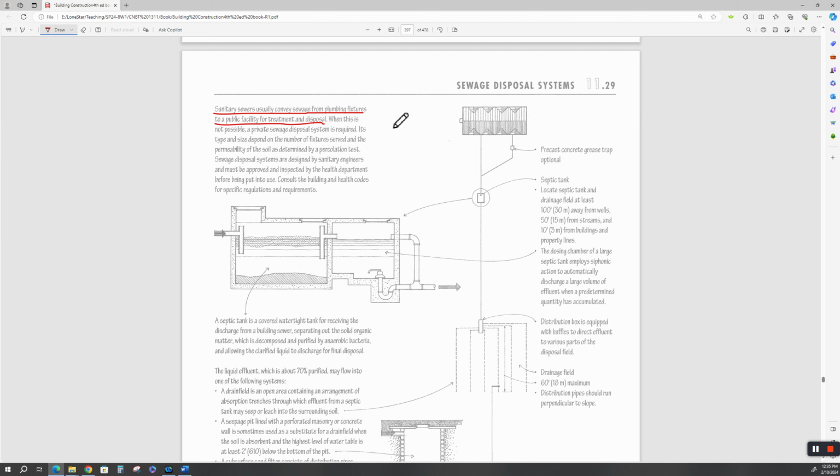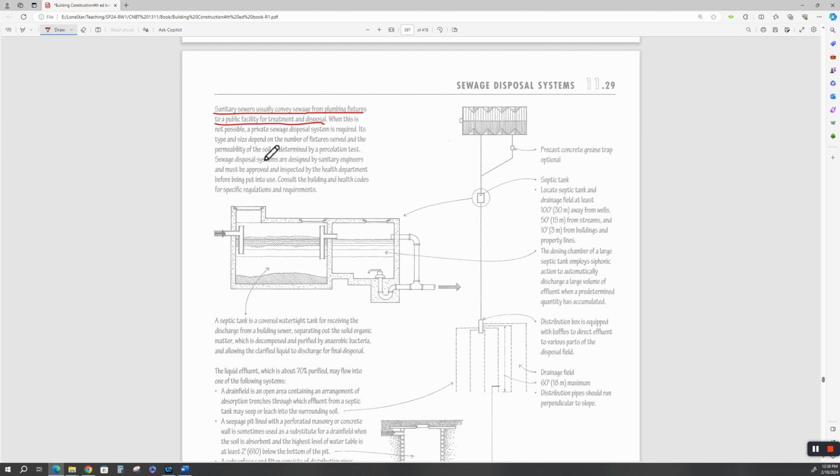and that was the rule of thumb that we used to use. You start at $100,000. For a little bit more, you can get a bigger lift station, but the break-even point to start with was about $100,000. But when it's not possible, a private sewage disposal system is required.